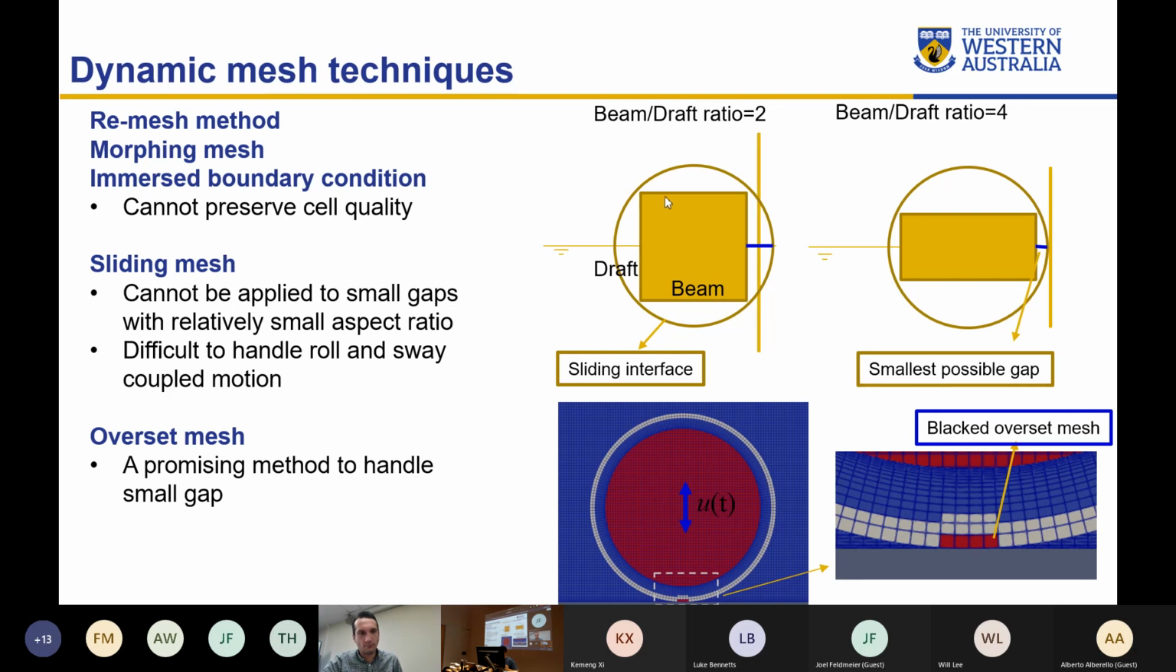This may not be an issue for a hull with a relatively large beam draft ratio, where the smallest possible gap is small. But for a small aspect ratio, the smallest possible gap may be large. So this restricts the application of sliding mesh to large aspect ratio cases, and that may not be a problem for overset mesh. Since the solver of the overset mesh will ultimately block those cells that are outside the computational domain, it can be applied to cases of small aspect ratio.